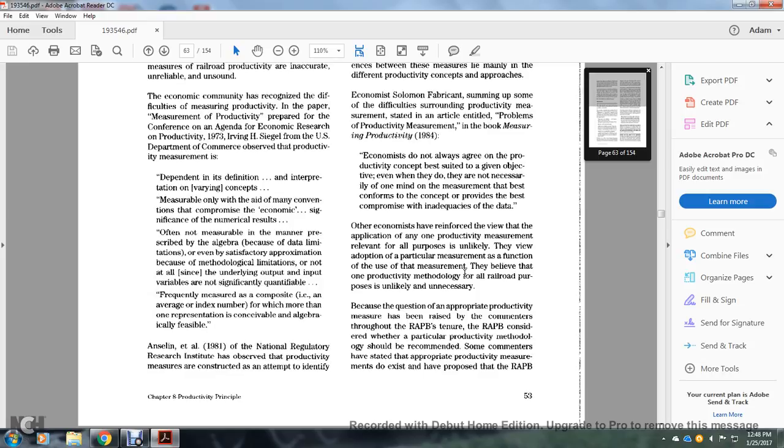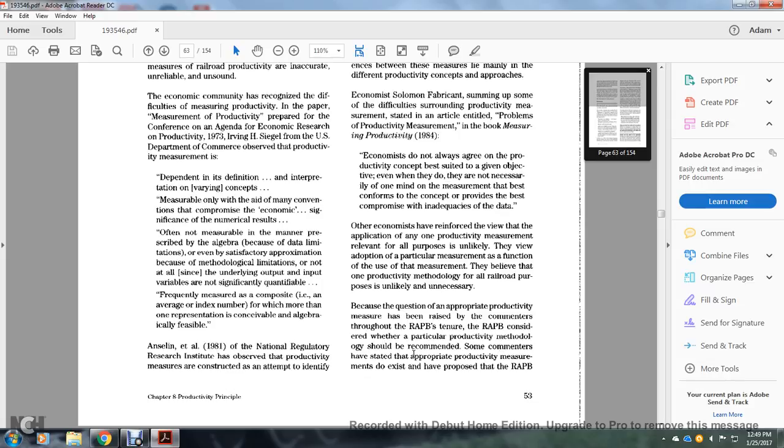Other economists reinforce the view that the application of a productivity measurement depends on the relevant purpose. They are unlikely to view the adoption of a particular measurement as a function of its use, and do not believe that one productivity methodology is necessary for all railroad purposes. Because the question of an appropriate productivity measure has been raised in commentary for the Railroad Accounting Principles Board, the Board considered whether a particular productivity methodology should be recommended.